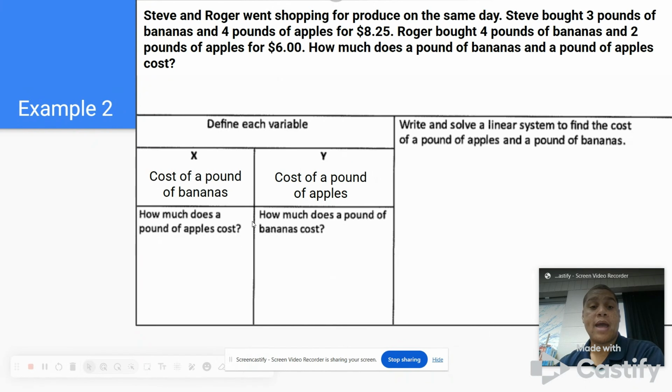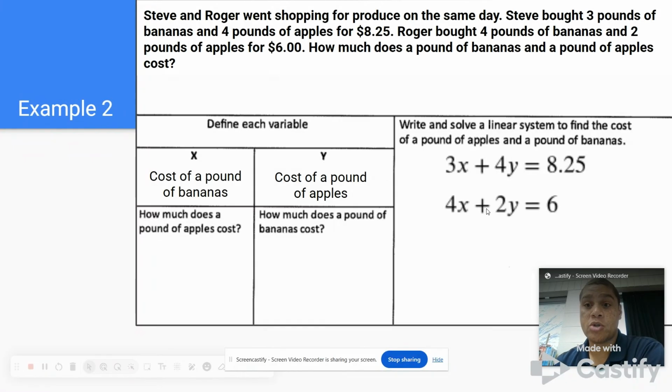Now, how much does a pound of bananas cost? We don't know, but we know that Steve bought 3 of them. So 3 times whatever that cost is, plus 4 times whatever this cost is for the apples, that's going to equal $8.25. That's your first equation. That's your first total. Like I said, most of these problems are going to be about finding 2 different totals. This one is Steve's total order versus Roger's total order. He bought 4 pounds of bananas and 2 pounds of apples.